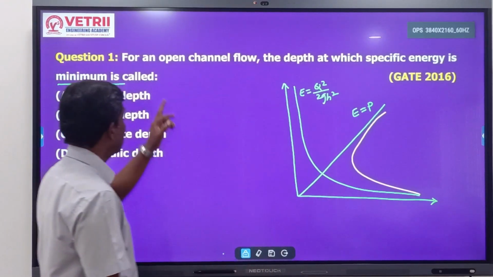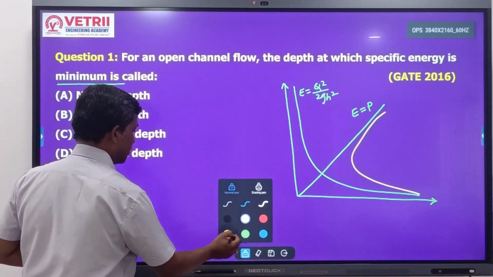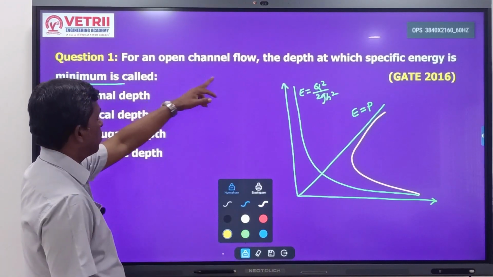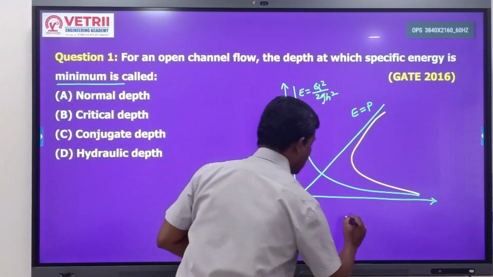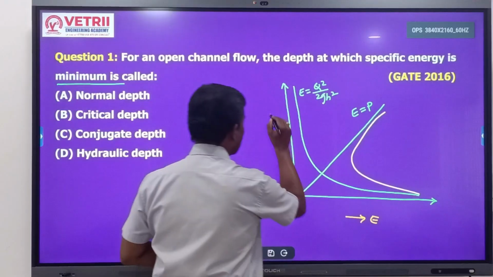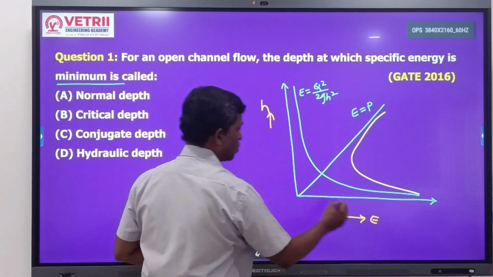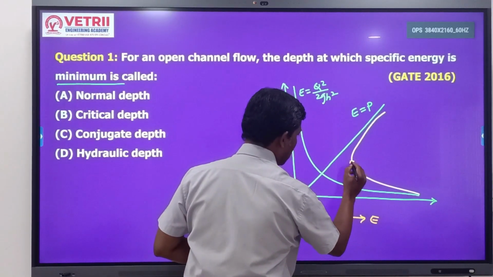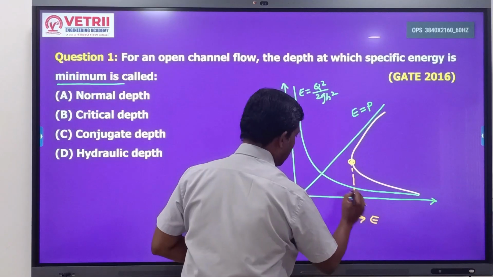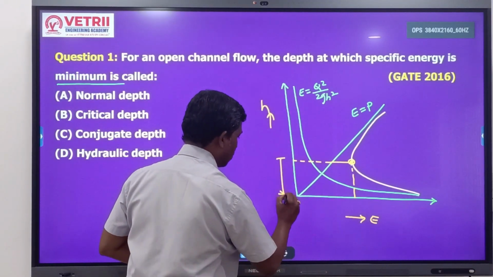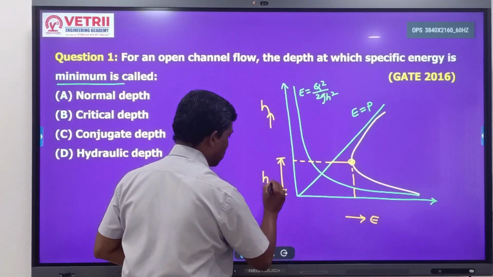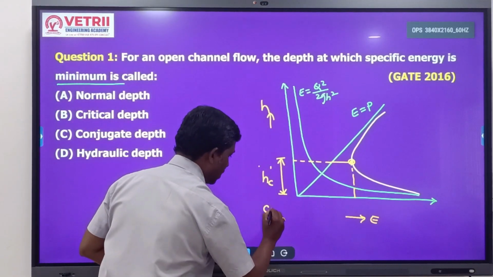What are they asking? In an open channel, the depth at which specific energy is minimum. This is the specific energy E, this is the depth H, and specific energy is minimum at this point. For the minimum specific energy, whatever depth we get, as we just discussed, is the critical depth.